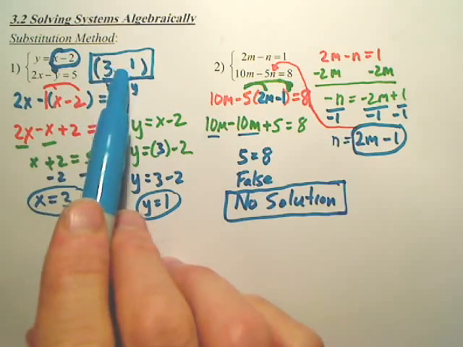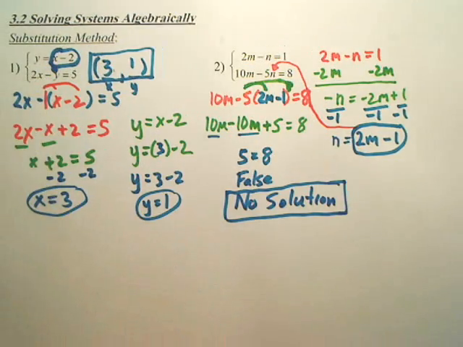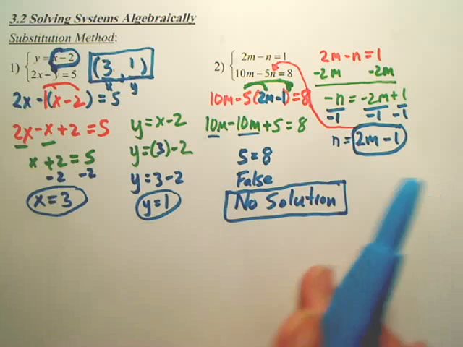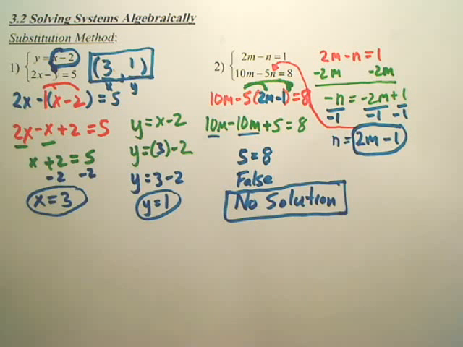What does this answer mean? This is the point where these two graphs cross. This is a perfect way of solving them. 100% accurate as long as the person doing it does it right. Graphing's a little more sketchy on getting it always right.